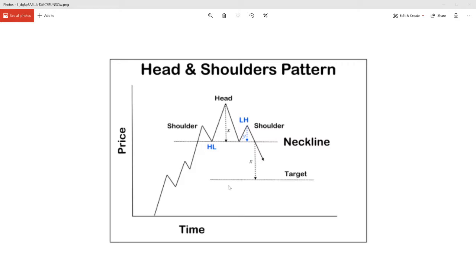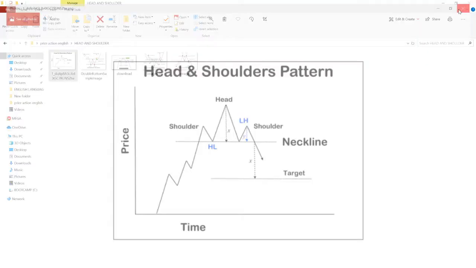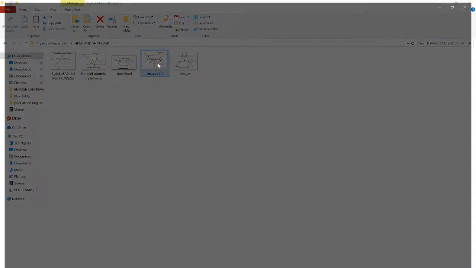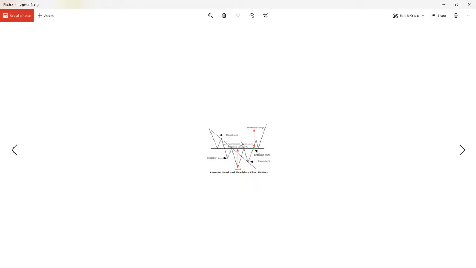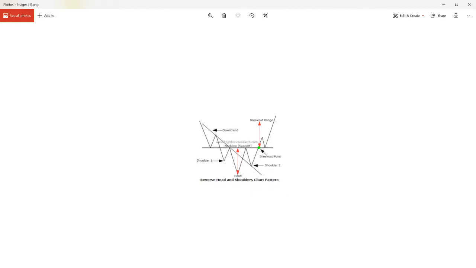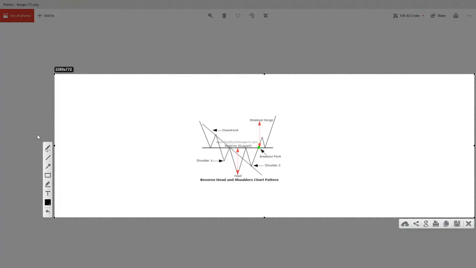Another form it can take is an inverse head and shoulder. Same thing, but in a bearish market. This is what happens: the market was coming down, creating lower highs, lower lows, and then a big move down becomes one shoulder and a head. It will come back and stop for a while on the neckline. Then it will go down again to retest this previous trend line, right? You can see that it is going to retest this trend line.